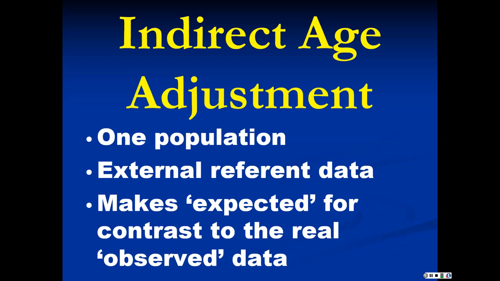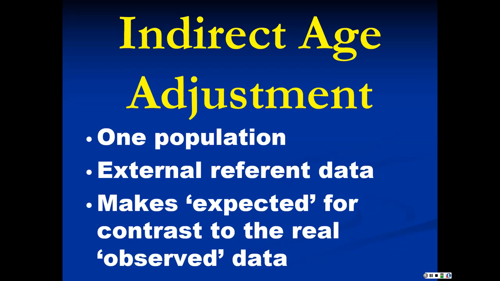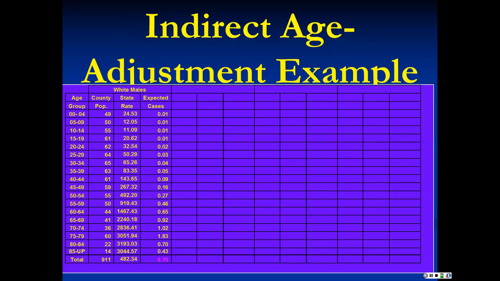So what we want to do is contrast our observed number of cases, the number we could count in our small local population, versus the number that would have been expected had the statewide or nationwide rates been operating on the people in our small local population. So with indirect age adjustment, we have to calculate the expected number for comparison with the observed number, and we're going to do a ratio of the two.